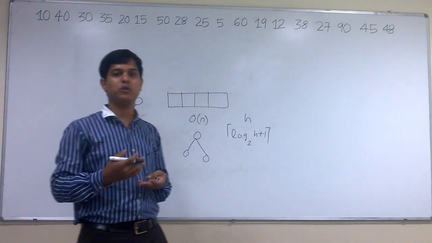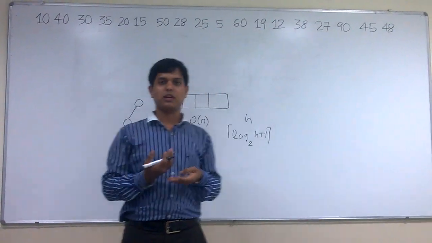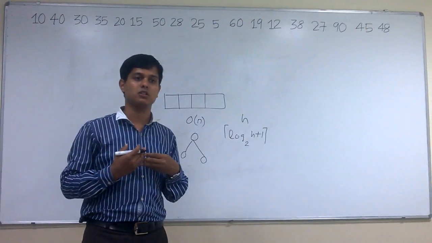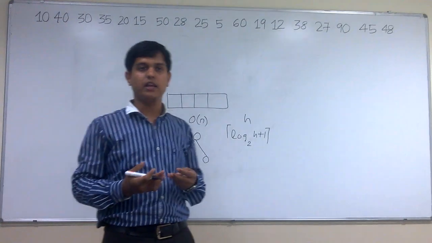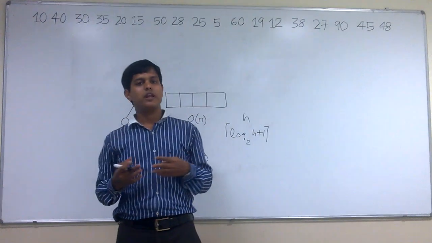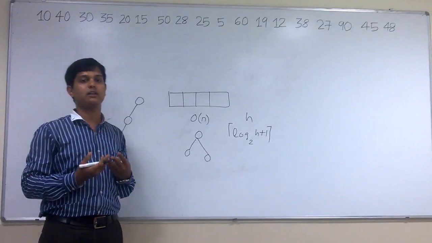For example, in our computer memory, if you go for a RAM or a CPU, the capacity of these things is generally limited. But theoretically, we assume that they have enough capacity. If you assume that they have enough capacity, then they can store any number of elements. So in that case, we will go for the internal searching technique.